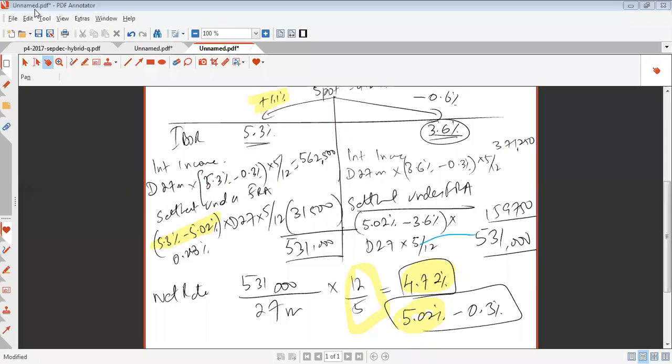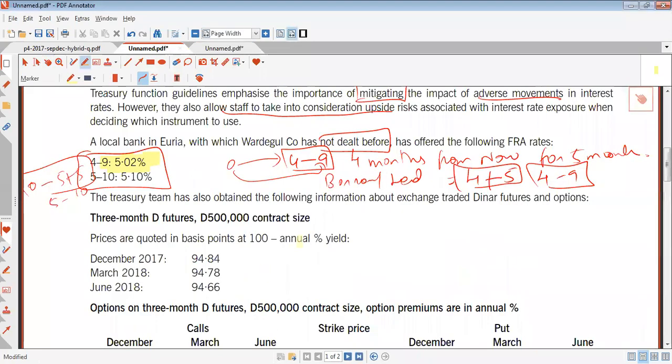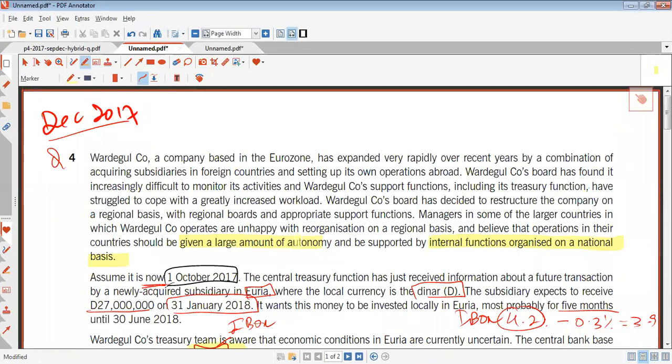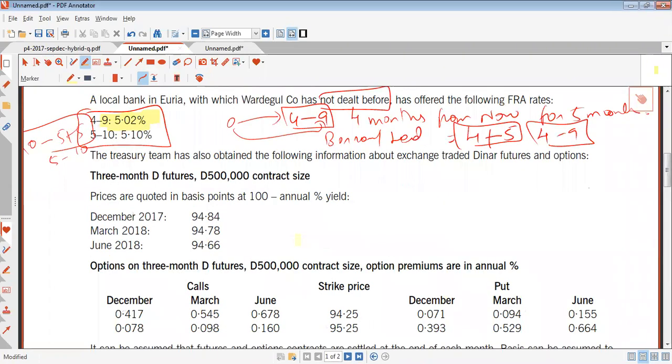Okay, so we are done with the forward rate agreement part of the question, where we have gone through how we deal with the forward rate agreement of this Wardegul company.